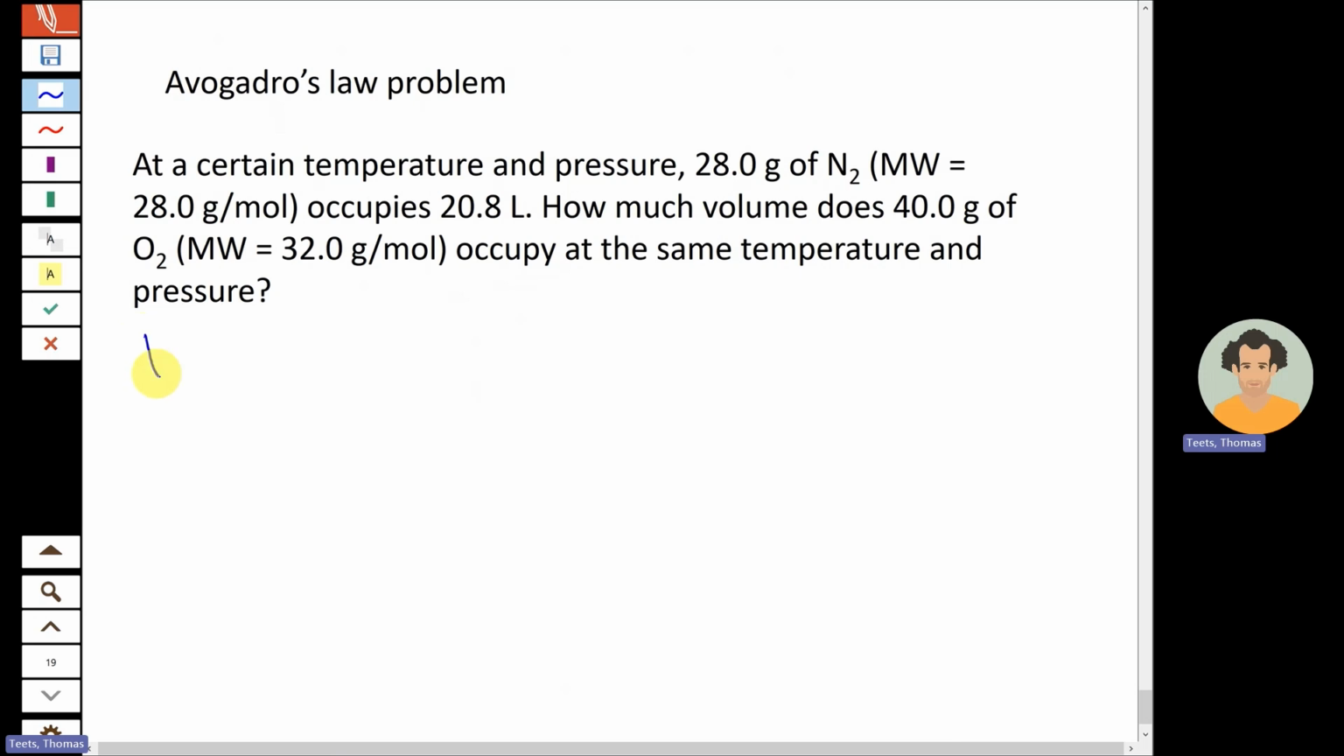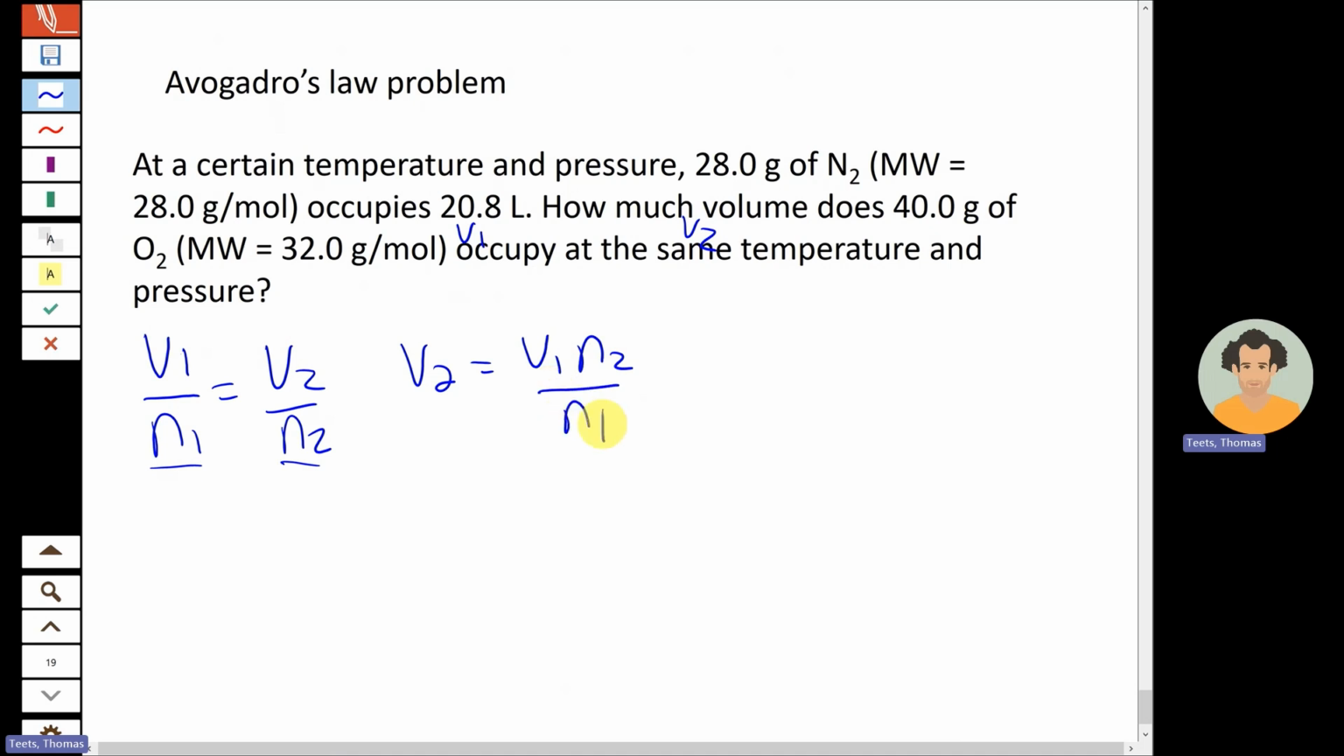So for Avogadro's law, if we're looking for the volume change as we change the amount of gas, it's just going to be the relationship between volume and number of moles, which is V1 over N1 equals V2 over N2. So we know that we have our initial volume V1 is 20.8, and we're looking for V2 here. So we're going to solve for V2 with different amounts of gas. We don't have the number of moles directly, but we have the information to find that. So V2, which is the volume of the second sample of gas, is V1 times N2 over N1. We rearrange that.